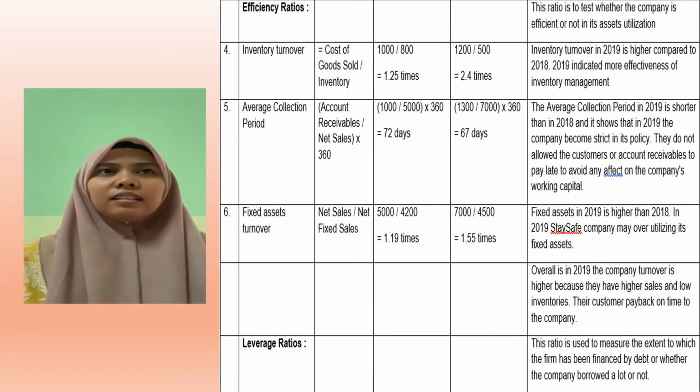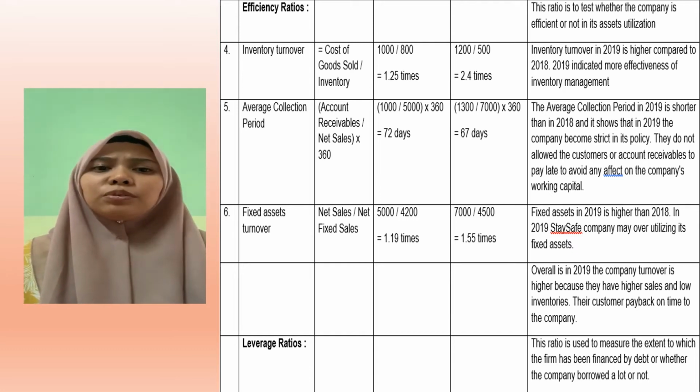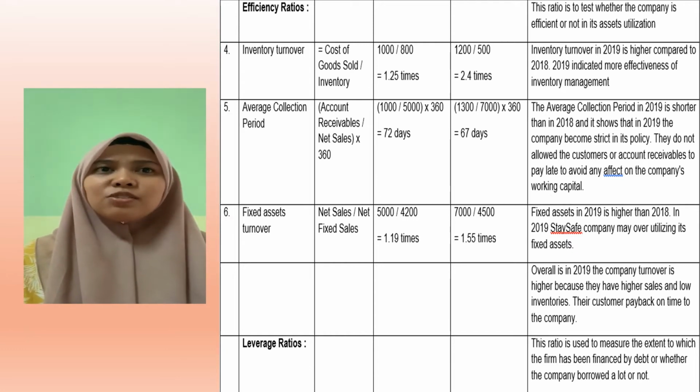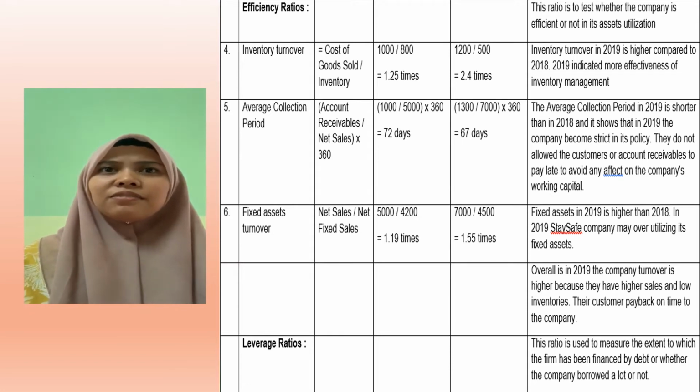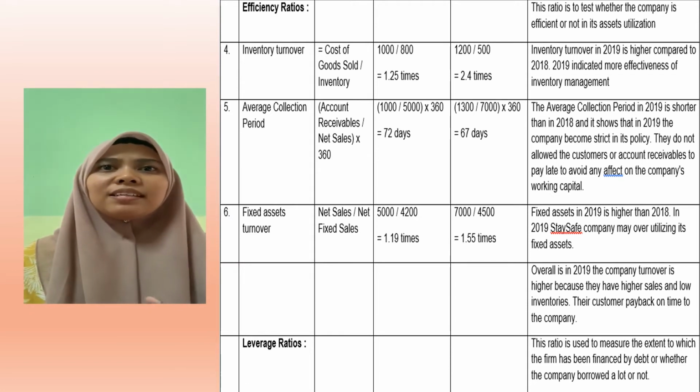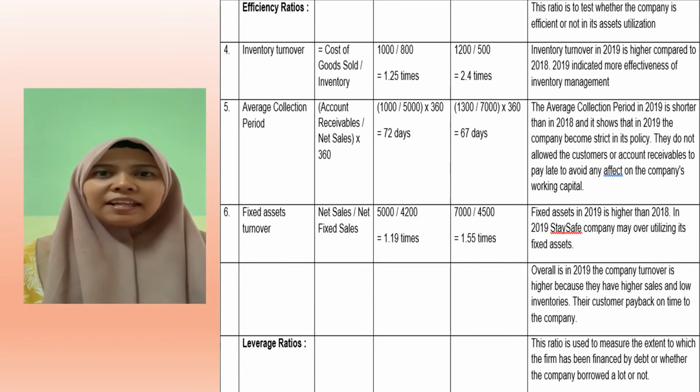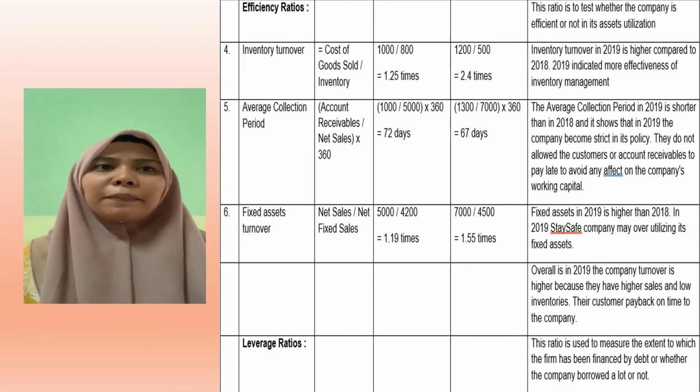The third ratio under efficiency ratio is fixed asset turnover. In 2018, the fixed asset turnover is 1.19 times rather than in 2019, which is 1.55 times. Fixed asset turnover in 2019 is higher compared to 2018. In 2019, Staysafe company may be overutilizing its fixed assets. Overall, in 2019, the company turnover is higher because they have higher sales and low inventories. Their customers pay back on time to the company.